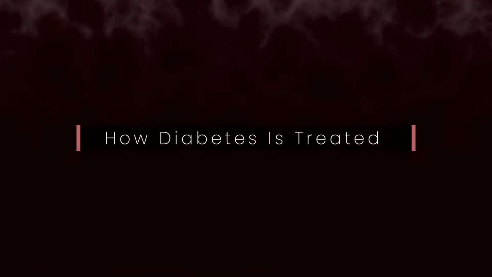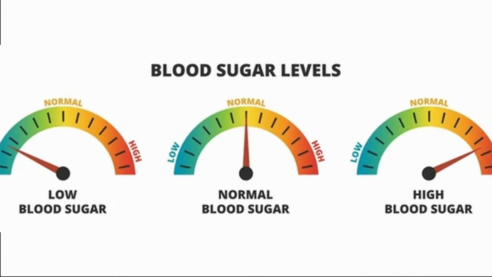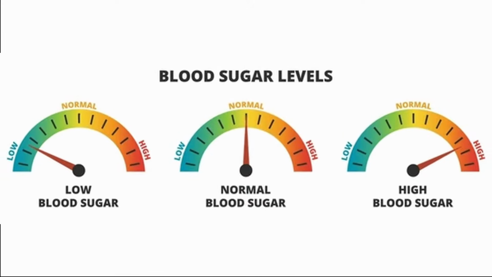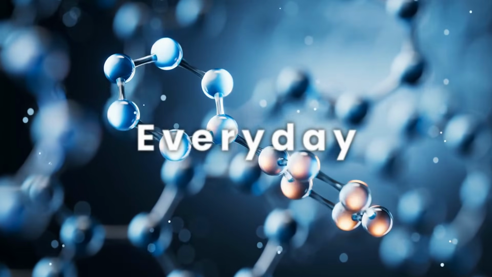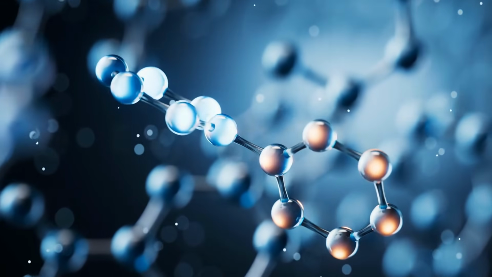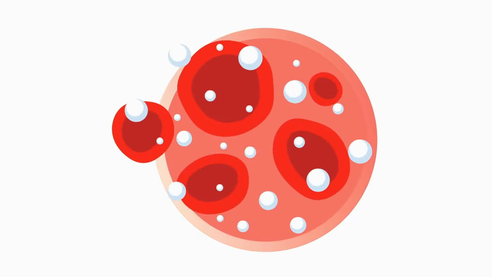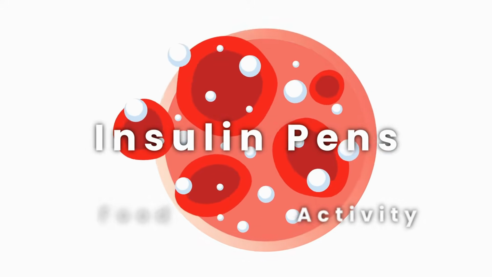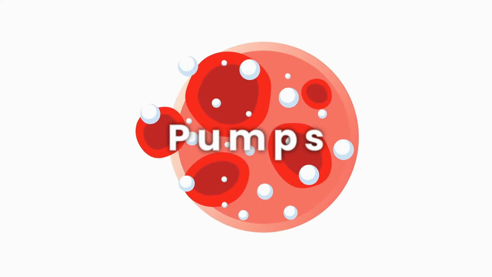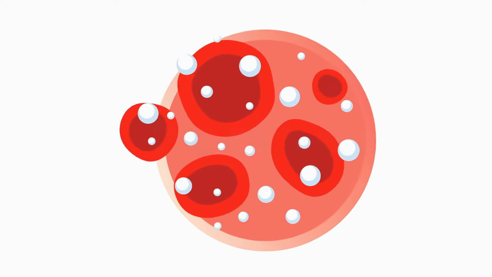How diabetes is treated. The goal of treating diabetes is to keep sugar levels as close to normal as possible. For type 1 diabetes, people must take insulin every day because their body doesn't make it at all. They check their blood sugar often and adjust their insulin based on food and activity. Some use insulin pens, while others use pumps that deliver insulin slowly throughout the day.